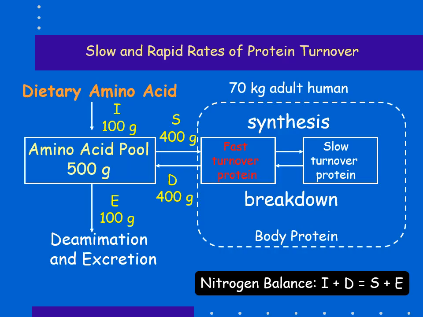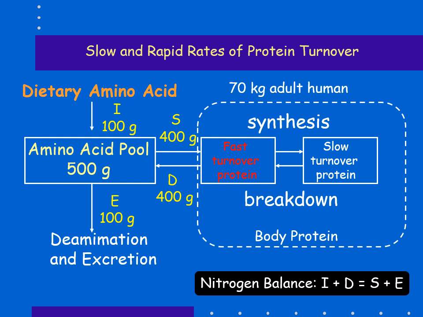So we refer to this interplay between amino acids and protein as your body's nitrogen balance. Here's an example for a 70 kilogram adult human. In this case, their intake of amino acids from their diet is equivalent to about 100 grams. So this is the I value. And this adds into the amino acid pool, which consists of about 500 grams of free amino acids.